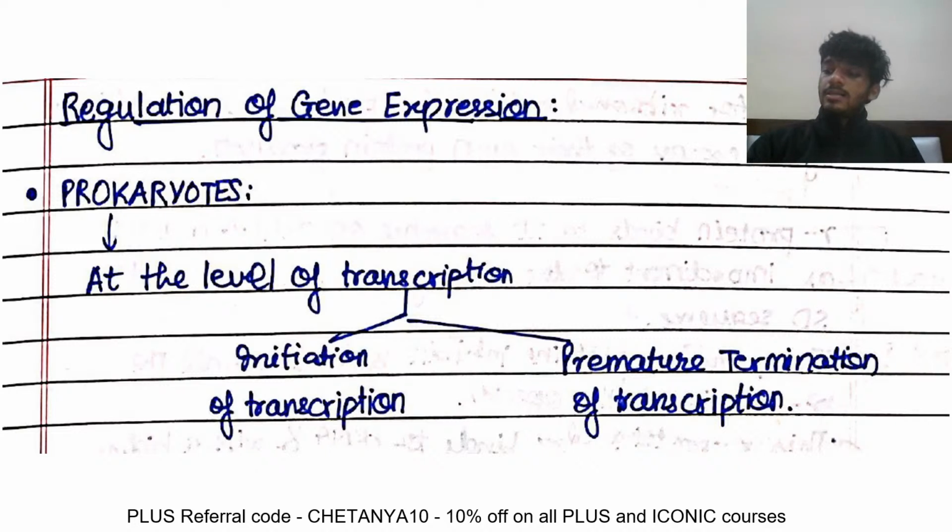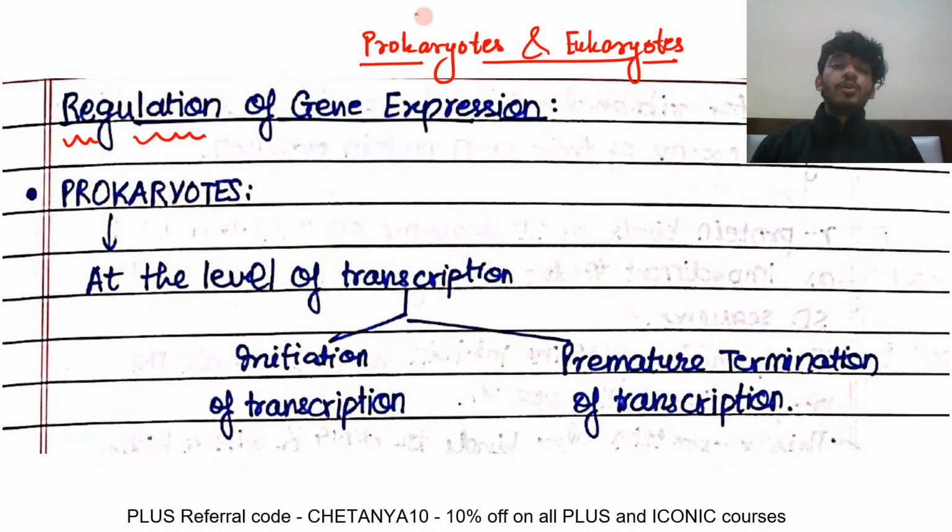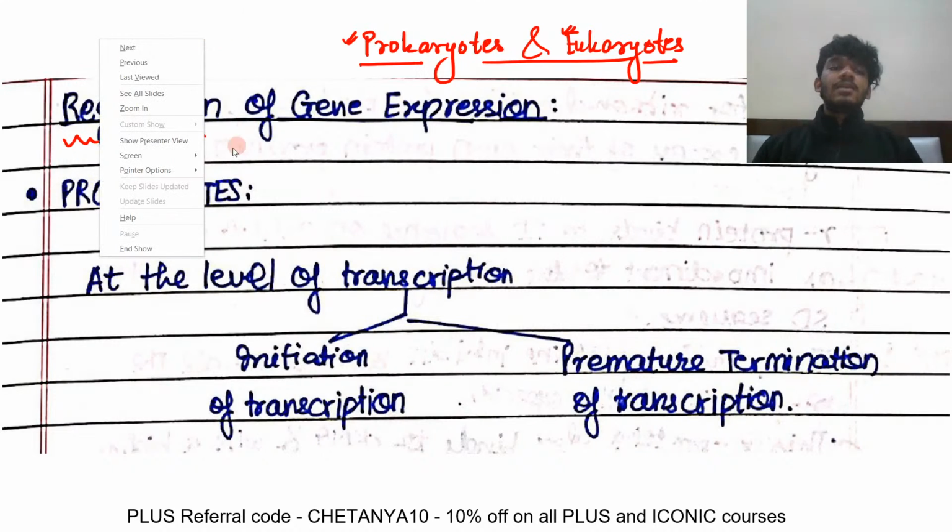So we'll begin today's class on regulation of gene expression. Today we are going to talk about regulation of gene expression in both prokaryotes and eukaryotes. I hope you are all MBBS students or medical students, BAMS students, or preparing for FMGE, whatever way you're doing that. And I hope you know what prokaryotes and eukaryotes are. Prokaryotes are your bacteria and everything which have a false nucleus. Eukaryotes have a true nucleus. That's a very basic thing.